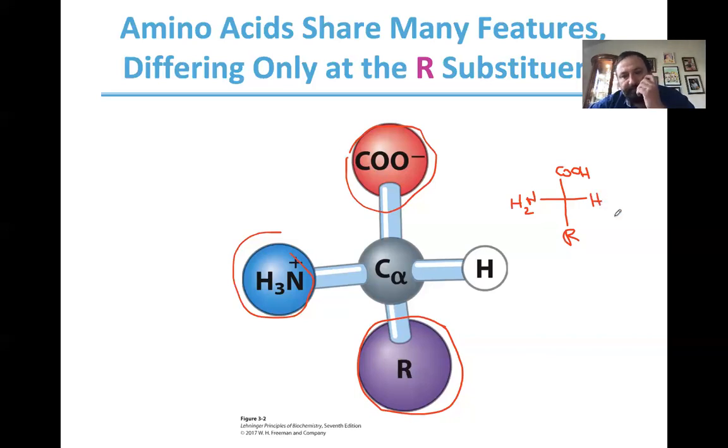Now, this is the convention, and when we draw the amino acid this way, we're going to call this an L amino acid. All of the 20 amino acids are L amino acids. Now this is the key to understanding this. Even though it's an L amino acid, it doesn't mean that it will rotate the plane polarized light in the counterclockwise direction. Remember L versus D, levorotatory versus dextrorotatory.